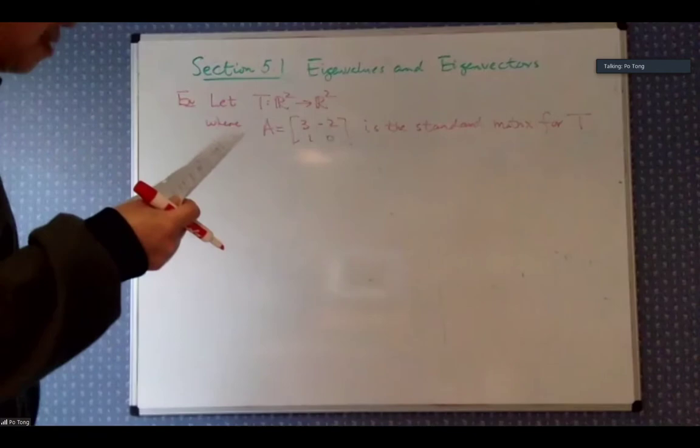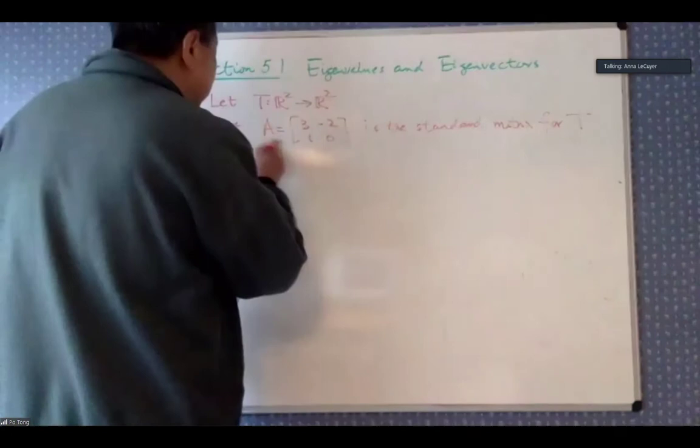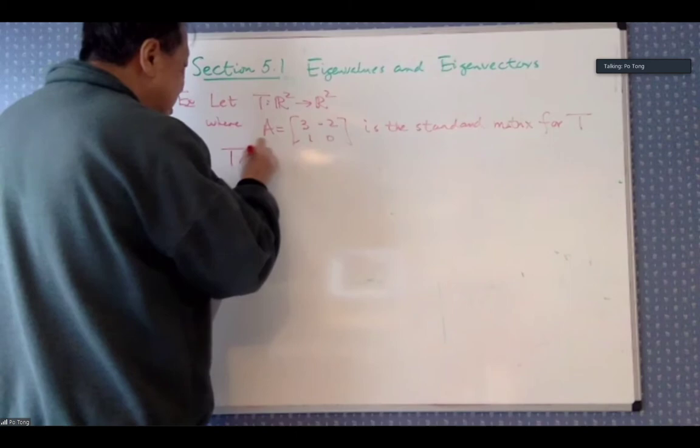Okay, so you guys understand what it means, standard matrix for T? Do you guys understand the terminology? We have gone through this many times. Well, can you tell me? That means T of x is equal to A times x. Okay?